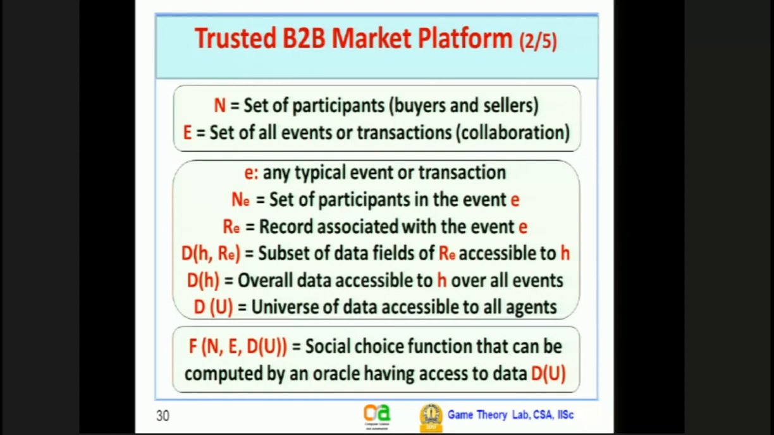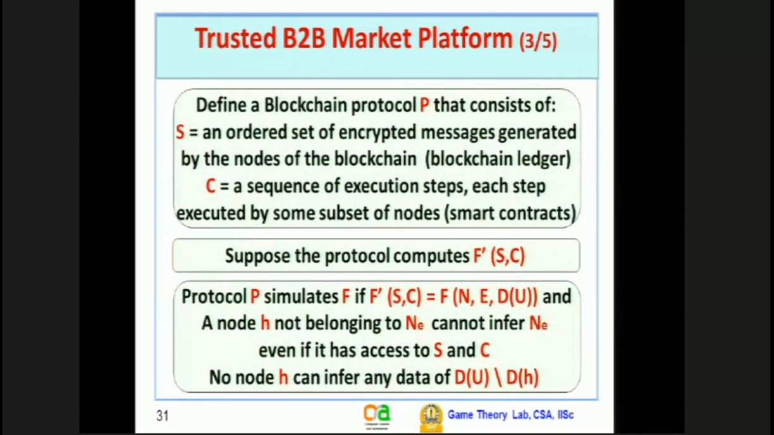Now, let me skip some details here, and I will only show this. So we want to now come up with a blockchain protocol P, which will simulate the social choice function F, such that given a node H which does not belong to N_e, where N_e is the set of nodes which participate in the event e, it should not be able to infer N_e. I was talking about business sensitive information.